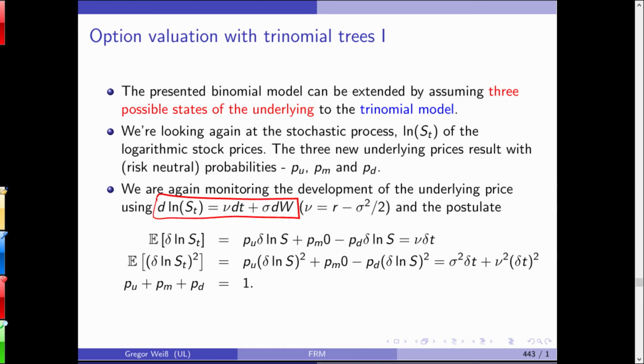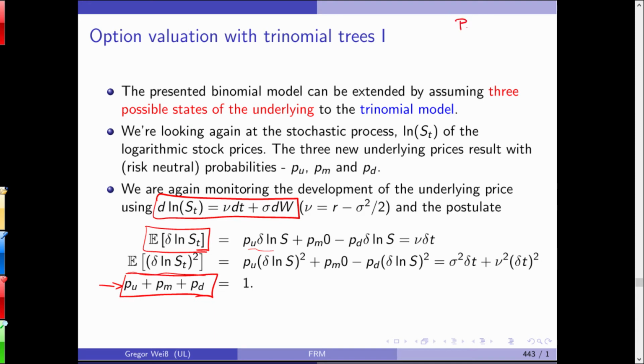So we are again assuming a geometric Brownian motion for the stochastic process underlying the stock price. And we demand that in this case we have the expected value of delta ln St equal to this. And we need a requirement on the variance of the process. And we also now require that those 3 probabilities add up to 1.